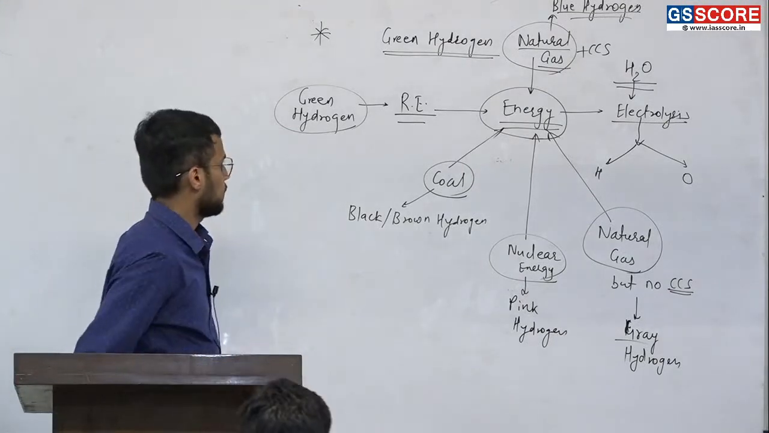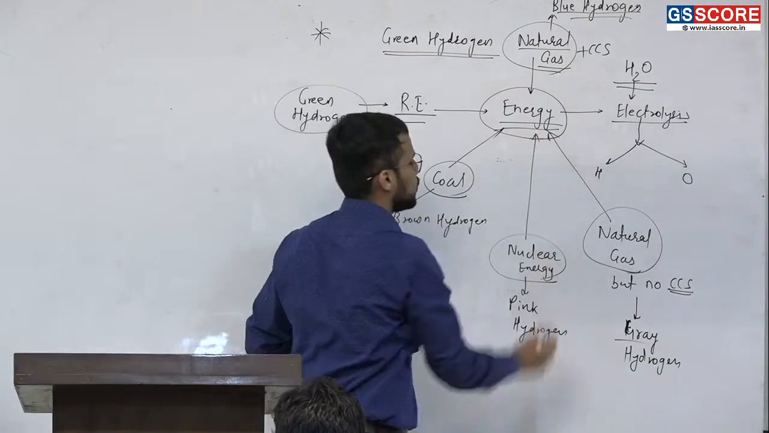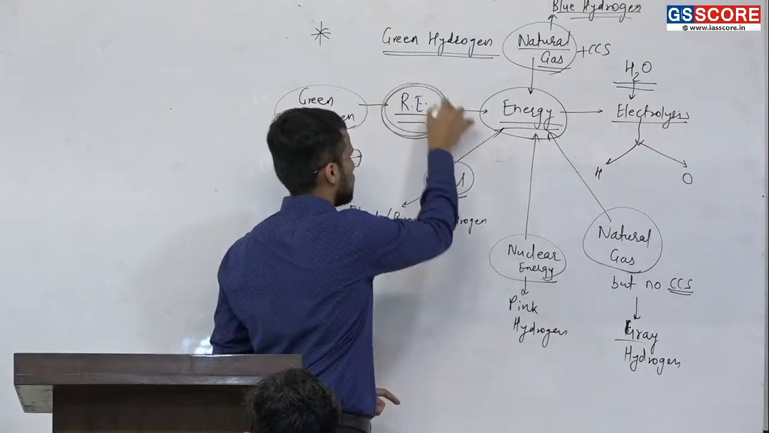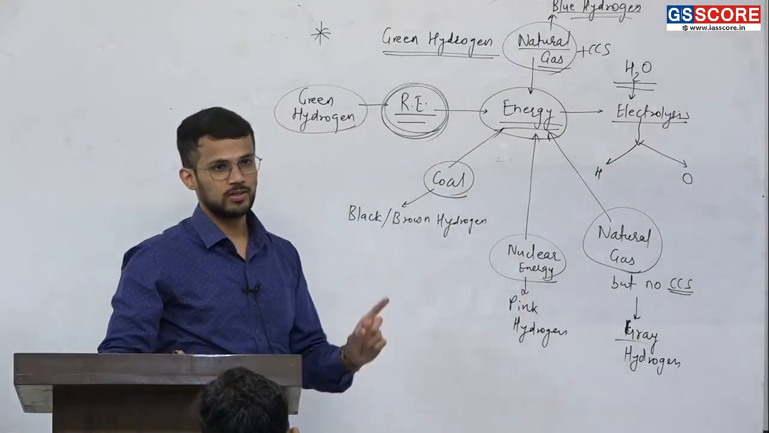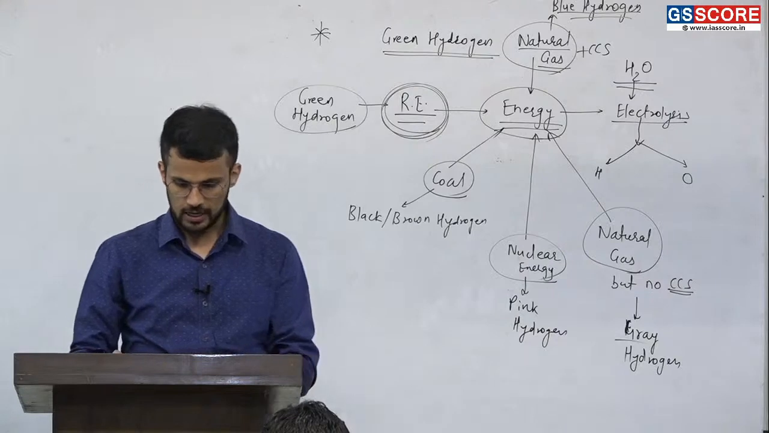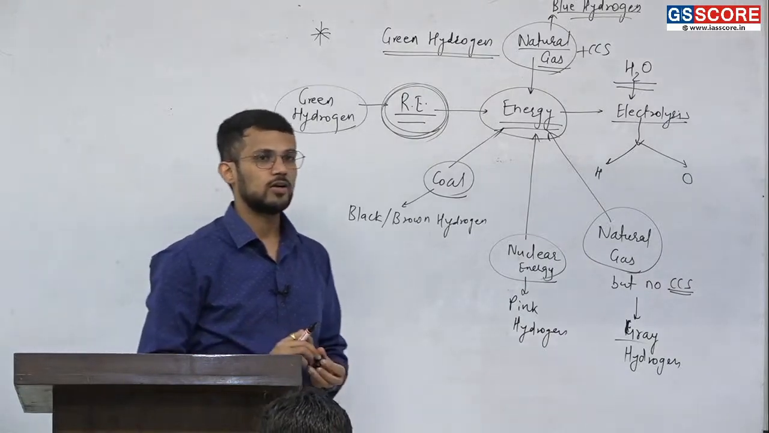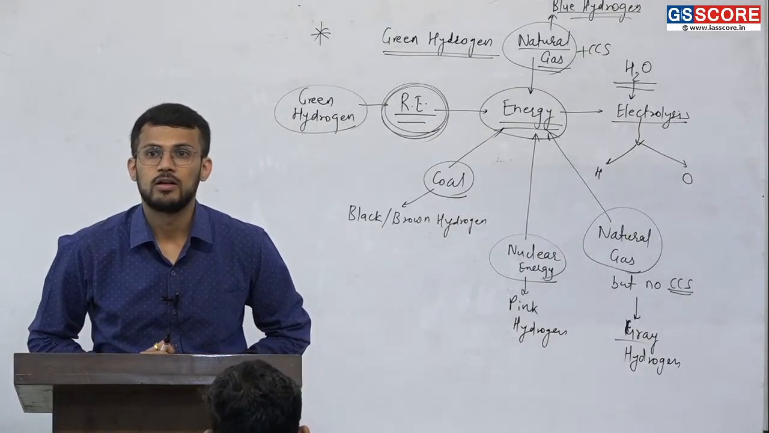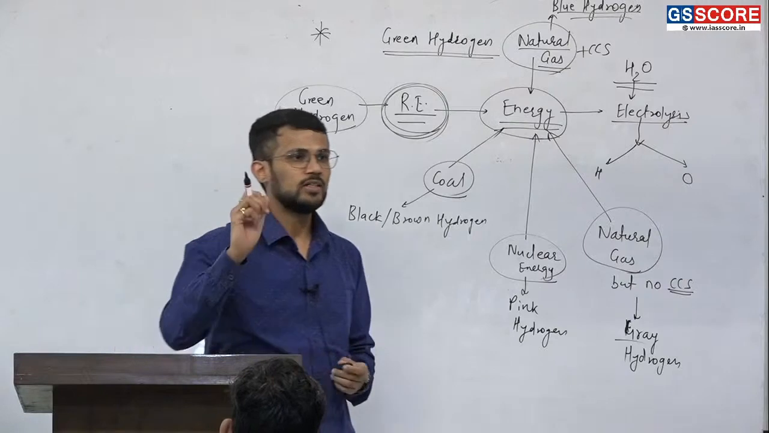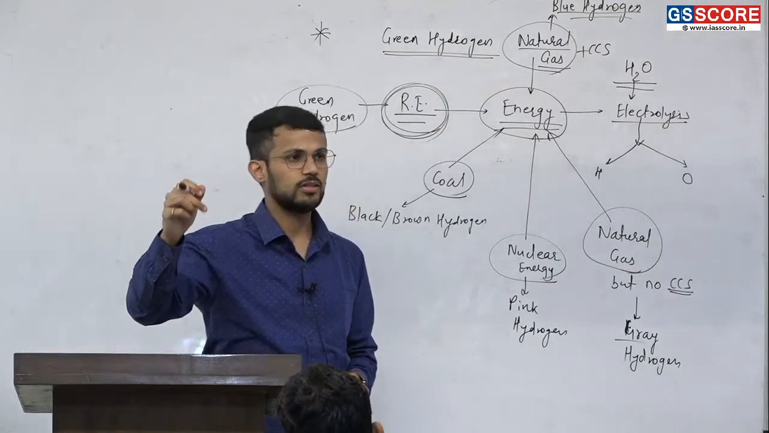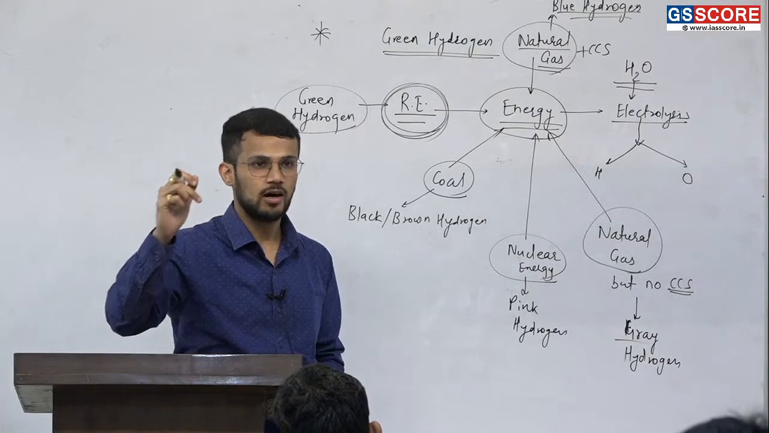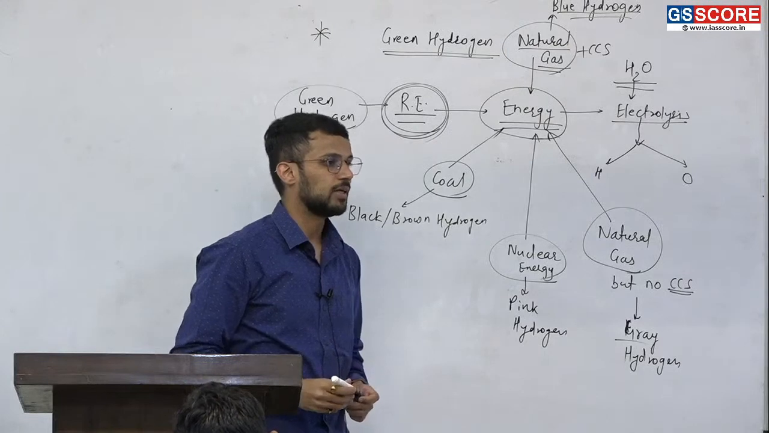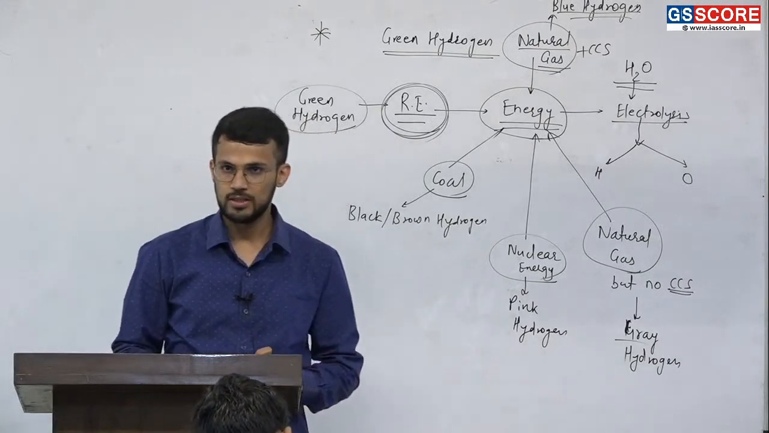Next now. That means when we start using hydrogen as a source of energy, we'll also have to promote renewable energy. Fine. Next. And what is the target of government under National Green Hydrogen Mission? By 2050, under this mission, they want to make India a hub for green hydrogen, right?